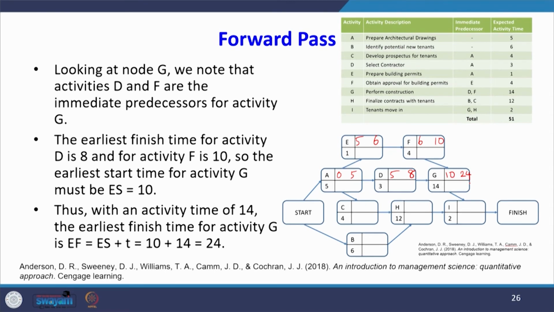Why am I saying forward pass? I am going in this direction, from left to right, and that is called forward pass. Whichever is the larger earliest finish time, that should be the earliest start time of the succeeding activity.